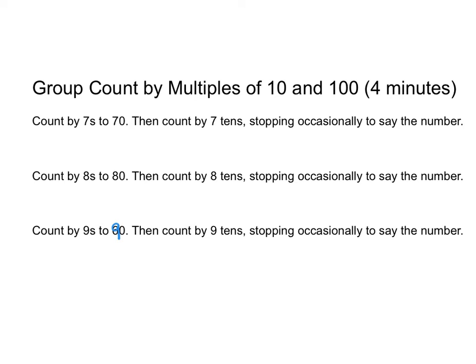All right, same thing, but this time by 9 tens. 9 tens, 18 tens, 27 tens, 36 tens, which is how much? 360. 45 tens, 54 tens, 63 tens, which would be 630. 72 tens, 81 tens, and finally 90 tens, which would be 900. Alrighty, good work on that.